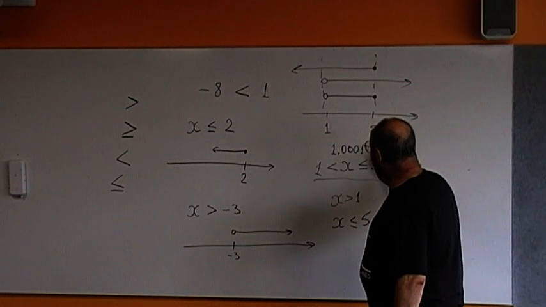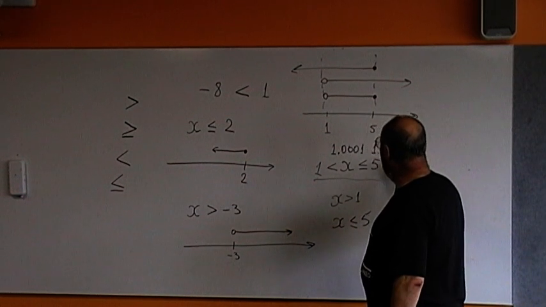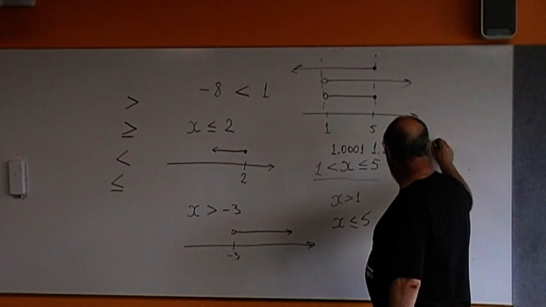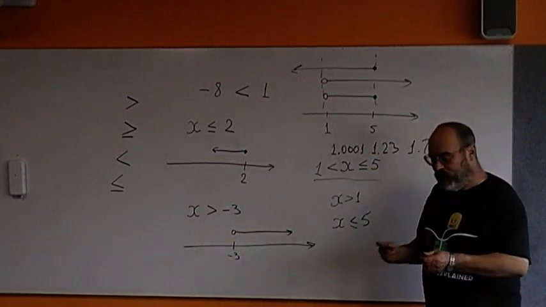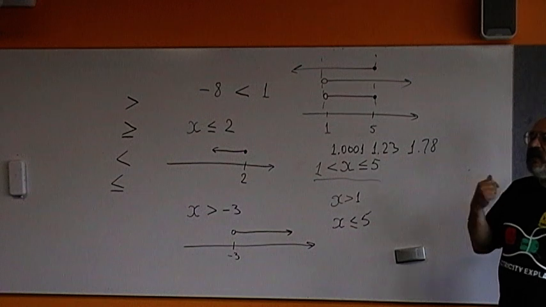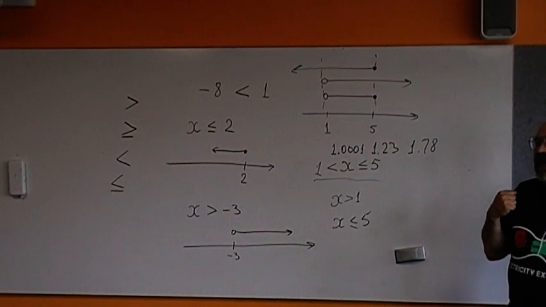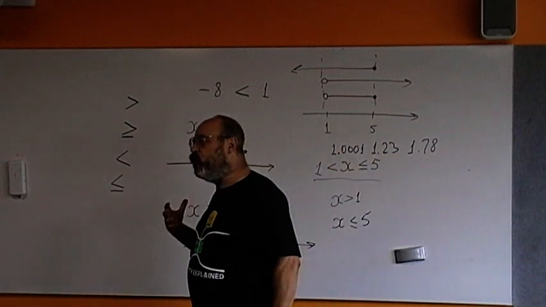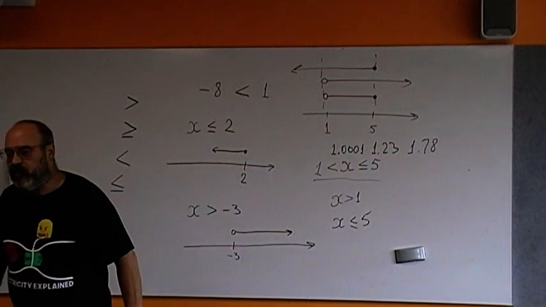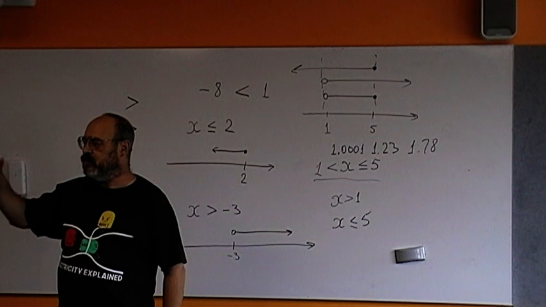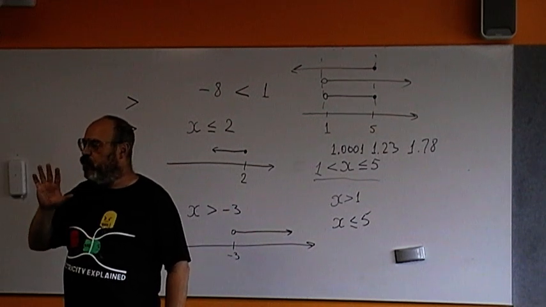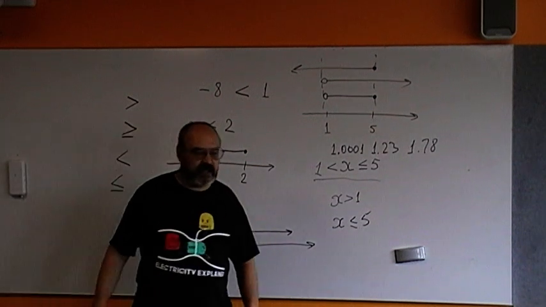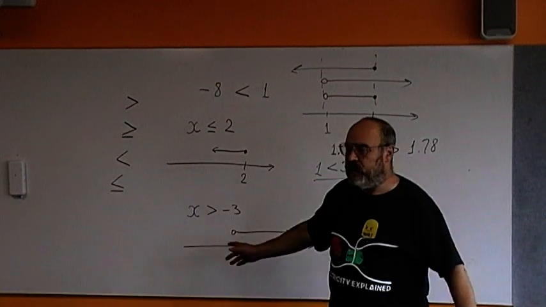There is 1.0001, 1.23, 1.78, whatever. They're all numbers in between. And we will learn later on that not only rational numbers are there. We'll learn about irrational numbers later on, which are still in there, from 1 to 5.